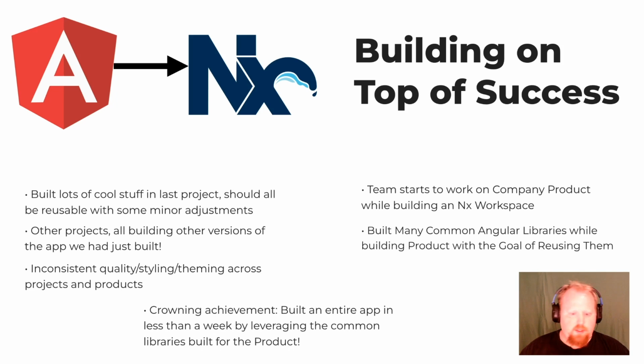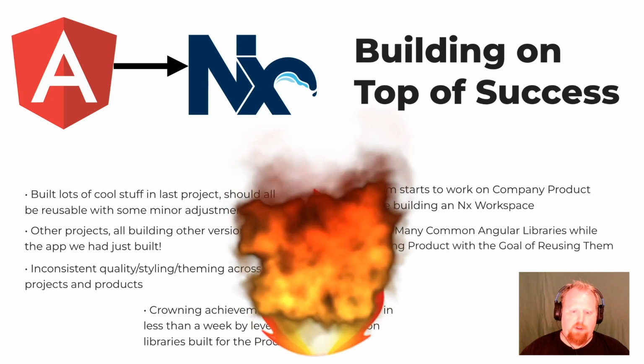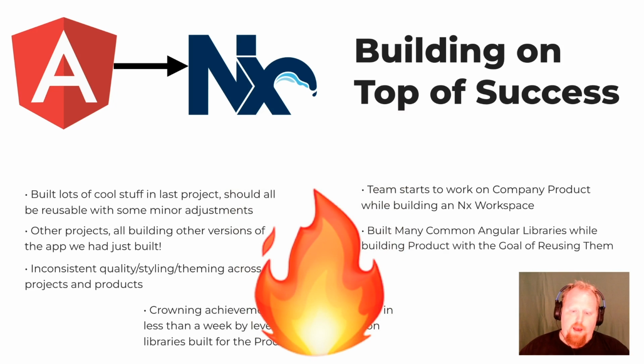And the crowning achievement is while we were working on the product, a project came up. Normally it would take us a couple weeks to do it all, and we were actually able to build it all in a week just by pulling in all the other libraries that we had built while building our product. So that was really cool. And the fire is definitely growing at this point. I'm seeing, okay, this stuff is real. It really can make you more effective.